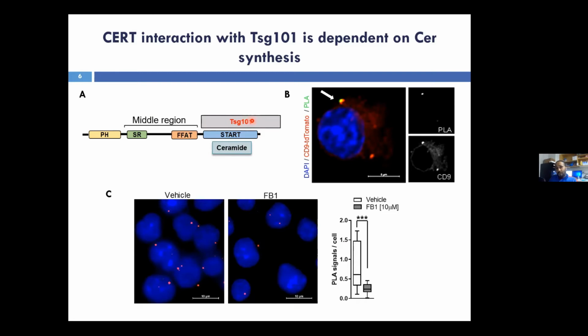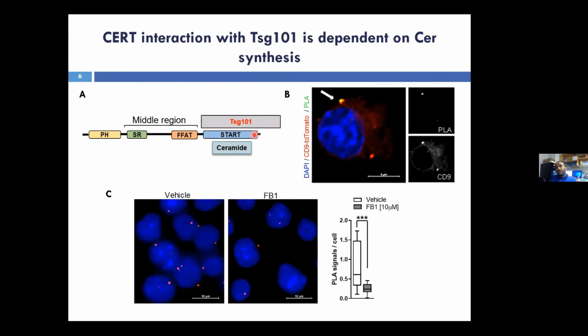And we confirmed this finding by PLA assay, proximity ligation assay, which is a technique that generates a fluorescent signal if two antigens are in close proximity. So what you have in B is a confocal image showing the PLA in green, positive PLA in green, and CD19 tomato positive intracellular vesicles, meaning that the complex seems to be located in MVEs.